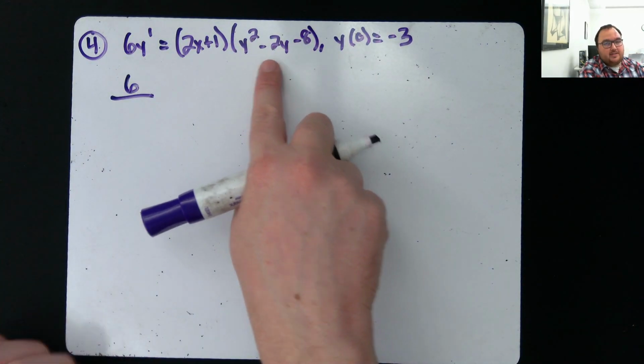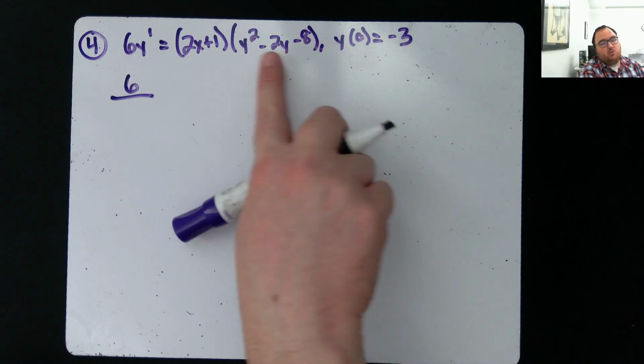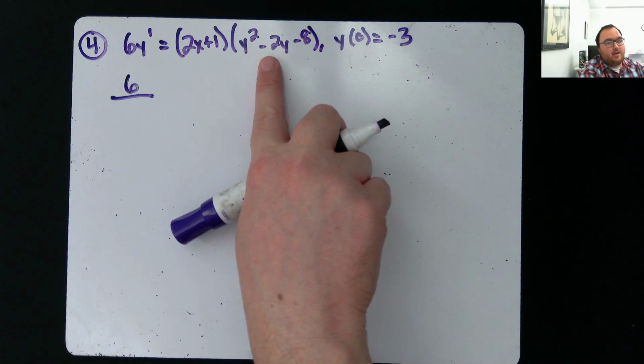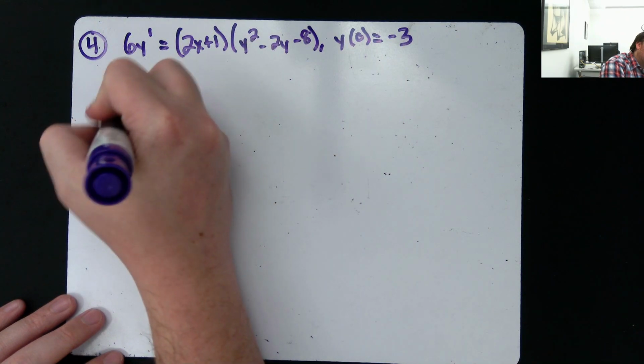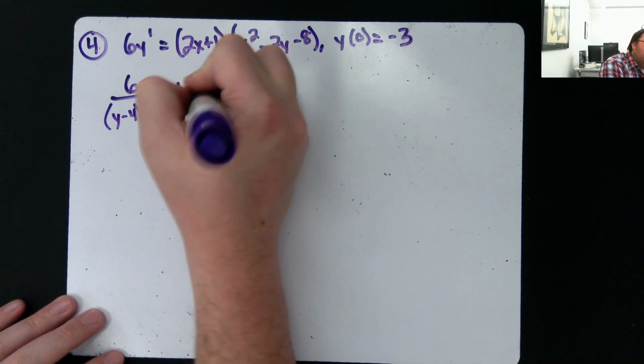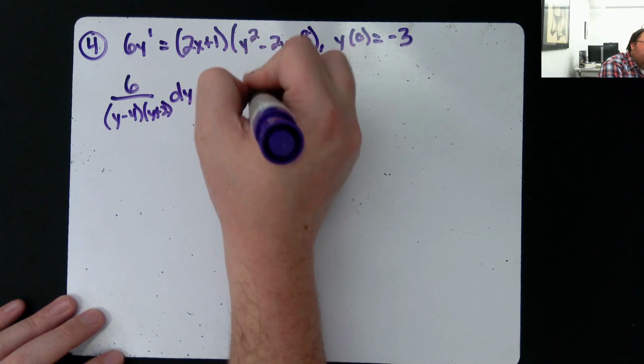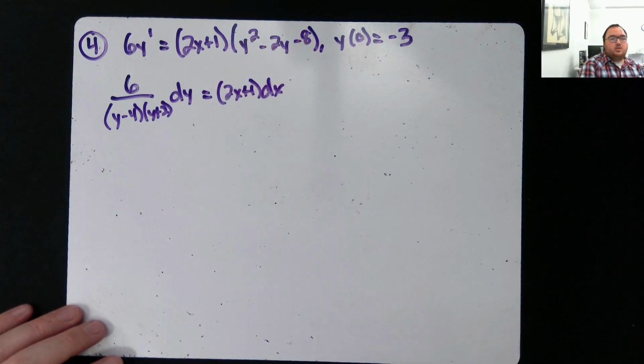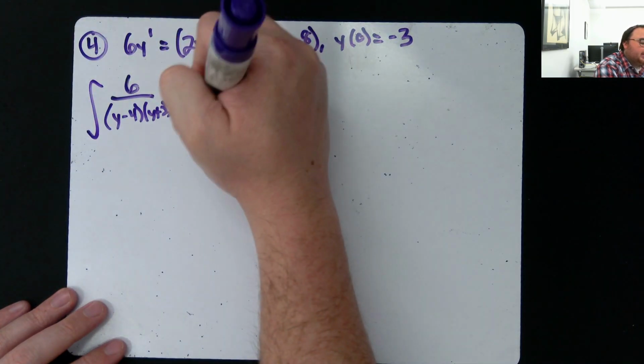So if I factored this, the factors of negative 8 whose sum is equal to negative 2 are going to be negative 4 and positive 2. dy equals 2x plus 1 dx. So then do the same thing, integrate both sides.